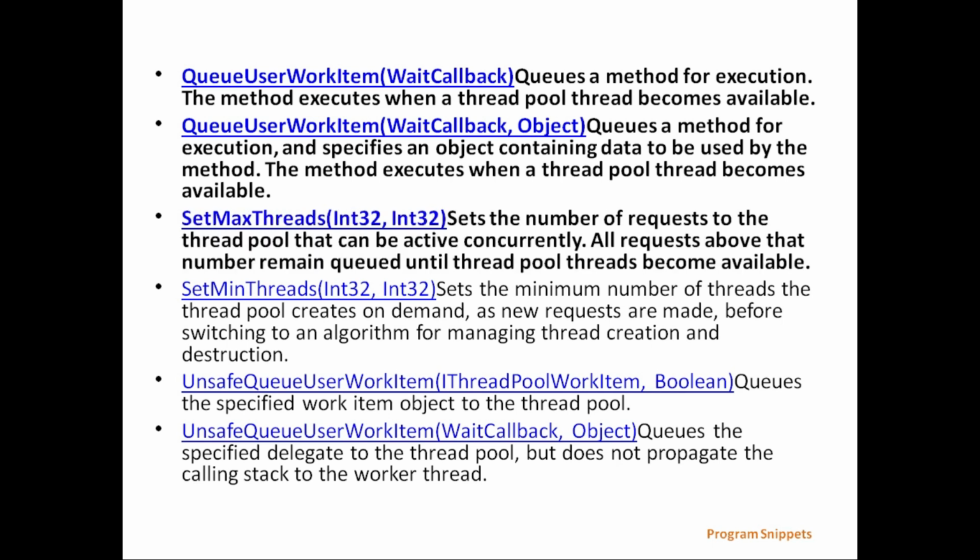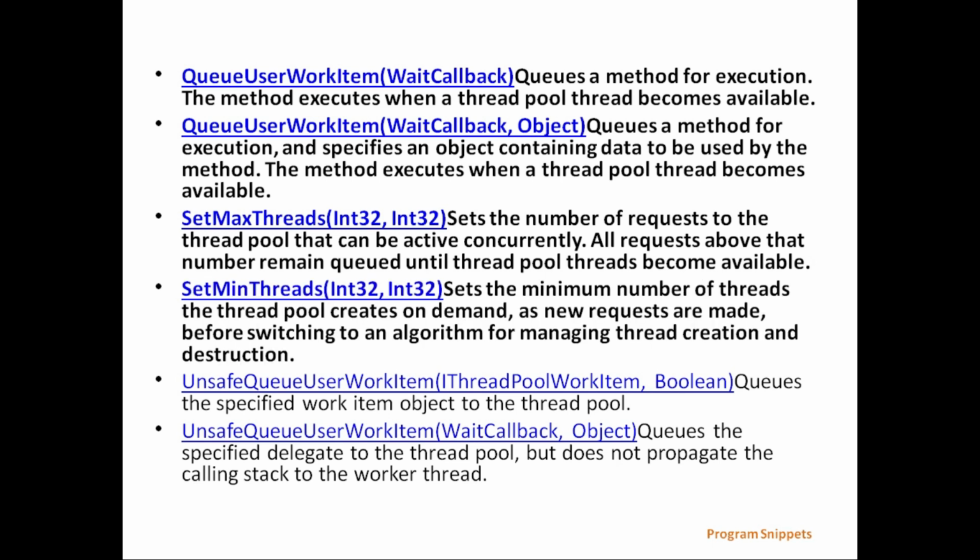SetMaxThreads, which sets the number of requests to the thread pool that can be active concurrently. All requests above that number remain queued until thread pool threads become available. SetMinThreads, which sets the minimum number of threads the thread pool creates on demand as new requests are made before switching to an algorithm for managing thread creation and destruction.